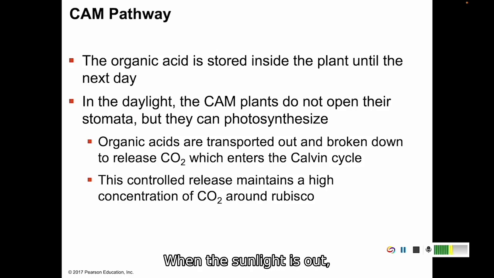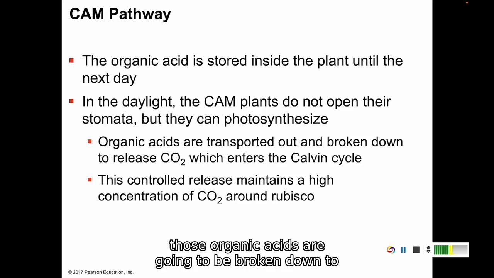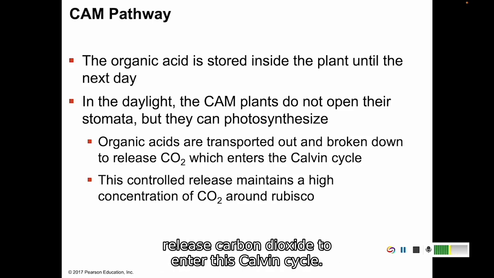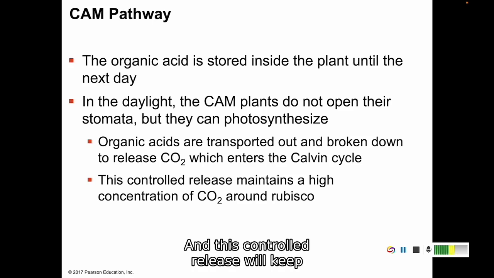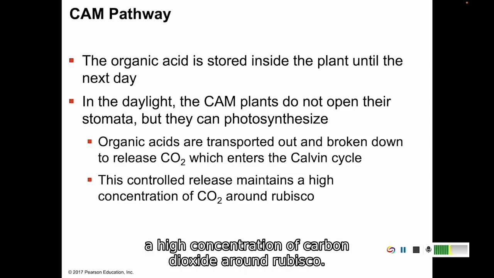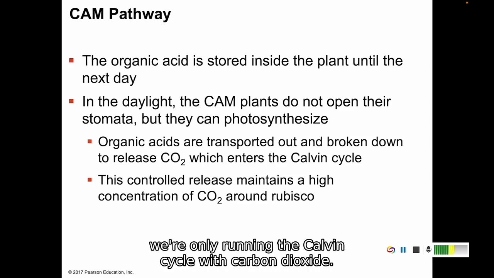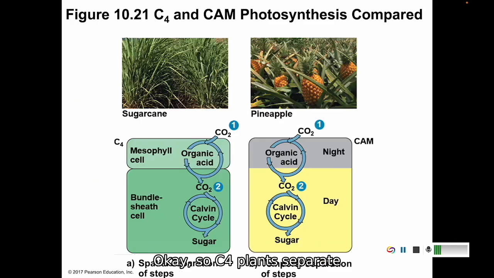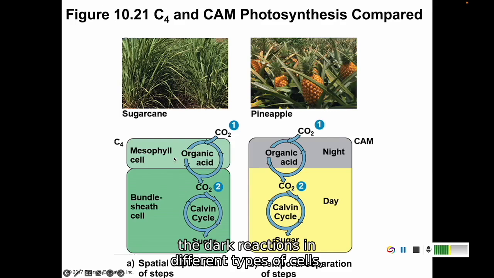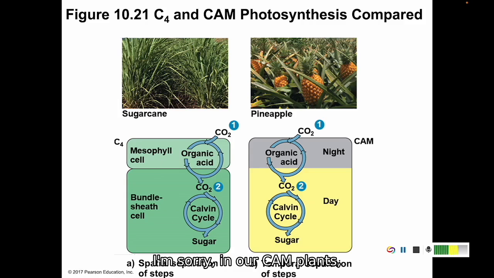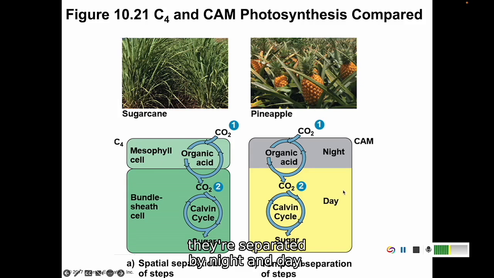When the sunlight is out and the stomata are closed, those organic acids are going to be broken down to release carbon dioxide to enter the Calvin cycle. And this controlled release will keep a high concentration of carbon dioxide around rubisco. So we are not running the Calvin cycle with oxygen. We're only running the Calvin cycle with carbon dioxide. So C4 plants separate the light reactions and the Calvin cycle, or the dark reactions, in different types of cells, mesophyll cells and bundle sheath cells. In CAM plants, they're separated by night and day.